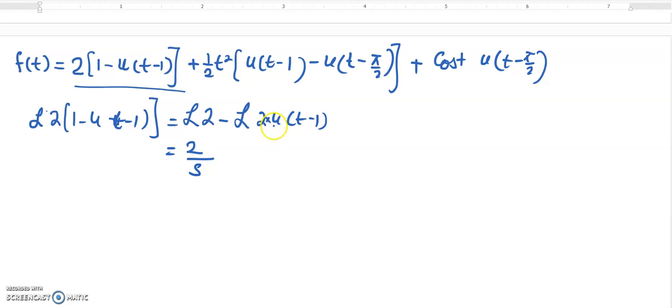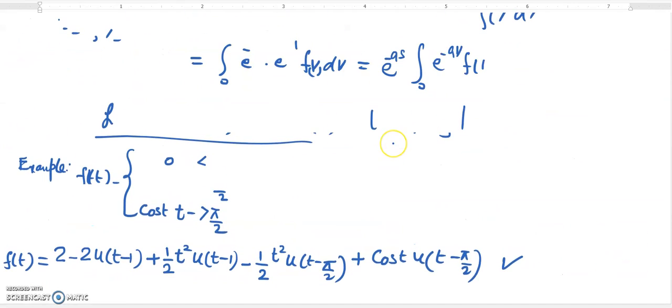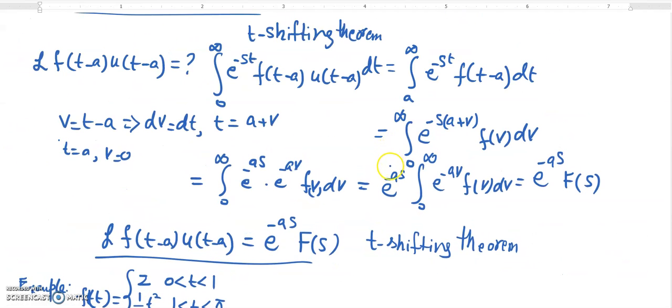And what will be the Laplace of this? In this case we have the unit step function. Now I think it will be easier to write this formula over here. So f(t minus a) times u(t minus a) is equal to e power minus as times F(s). So this is the formula, the t-shifting formula.